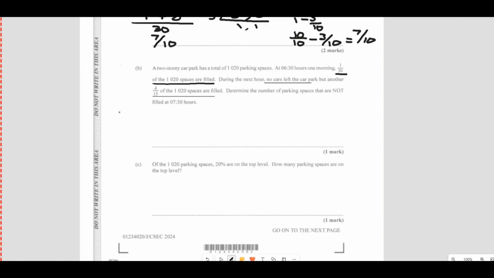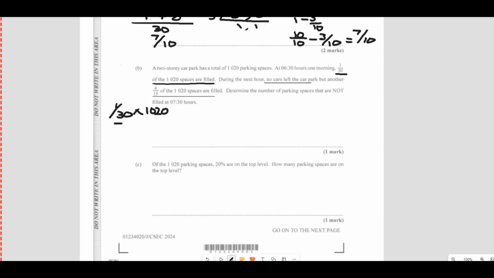So what we're going to do is find out the values of what we underlined there. We're going to find out what is 1 over 30 multiplied by 1020. You can use a calculator. 1 over 30 multiplied by 1020 is 34.